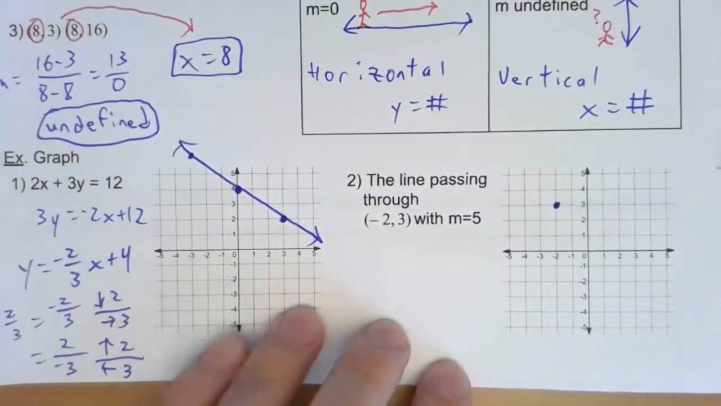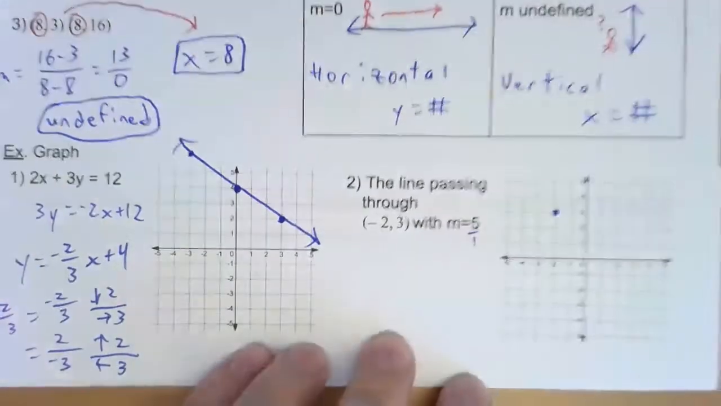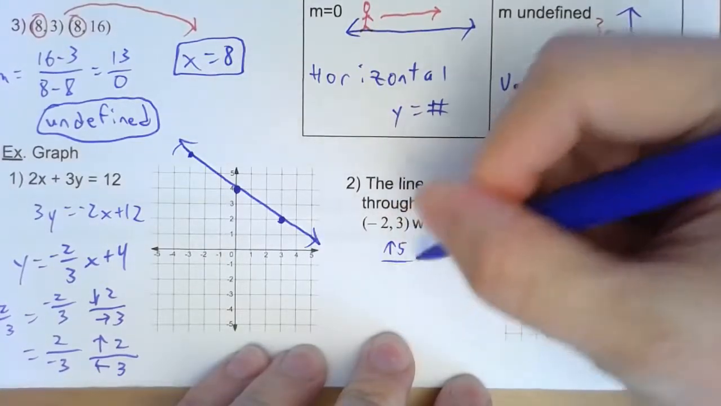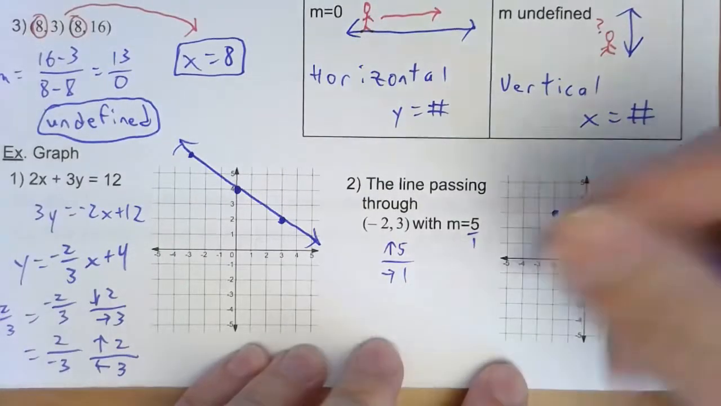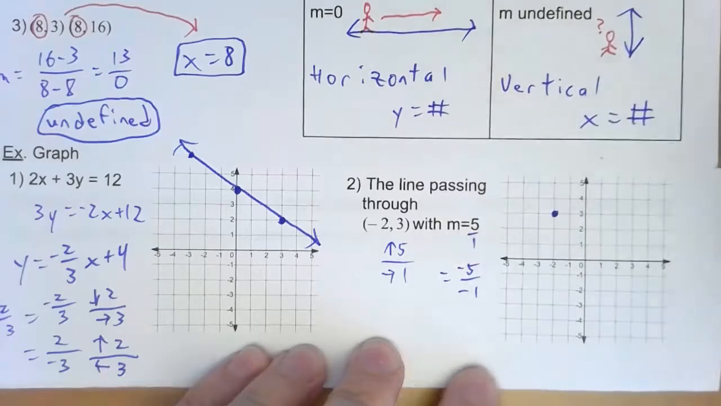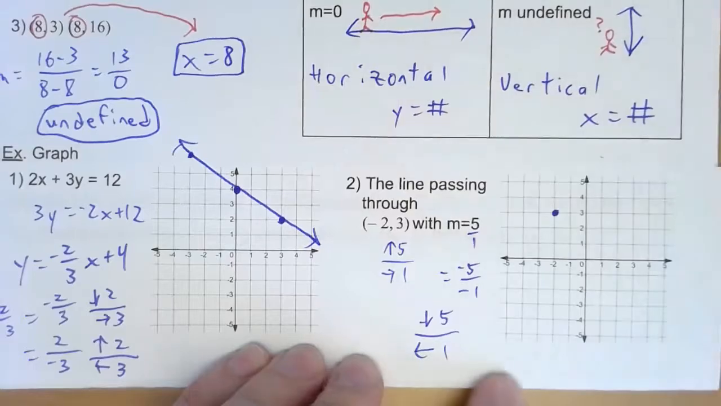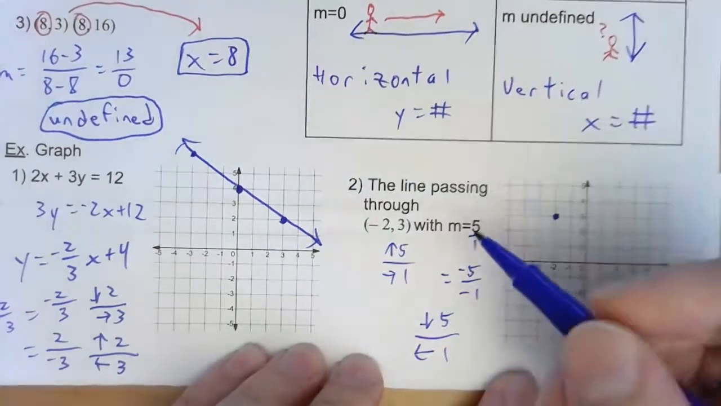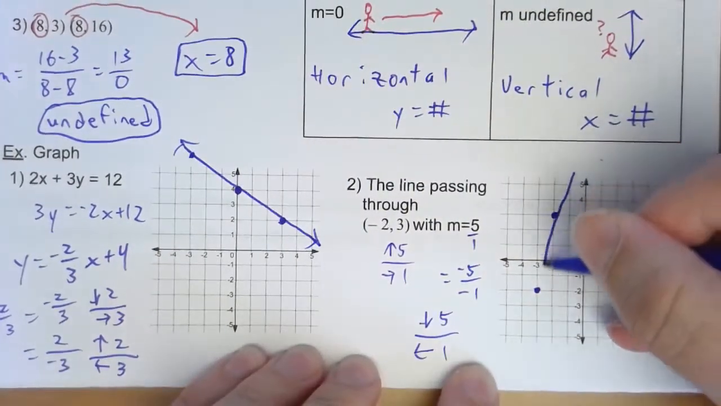You've already got 1 point. Well, then just go ahead and use your slope. Of course, 5 is 5 over 1. And so that would tell us to go up 5 and right 1. The thing is, that's off my graph. Well, of course, positive 5 is the same thing as negative 5 over negative 1. And so I can also go down 5 and left 1. 1, 2, 3, 4, 5, left 1. Again, at the end of the day, I just need to make sure if I've got a positive slope, I get an uphill line.